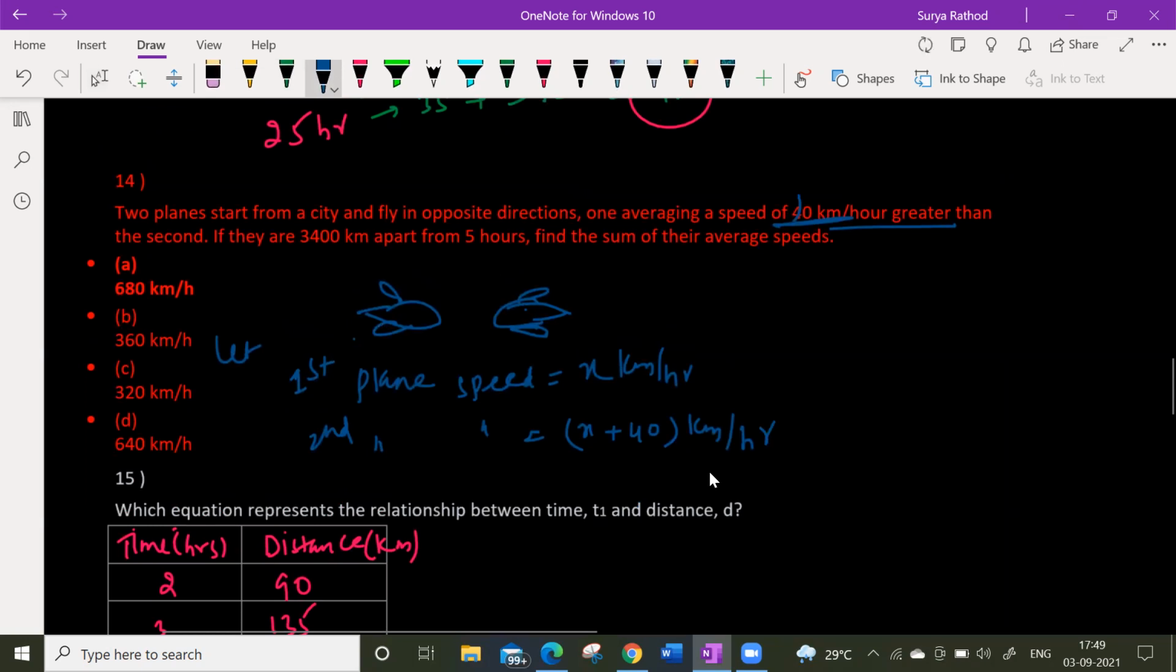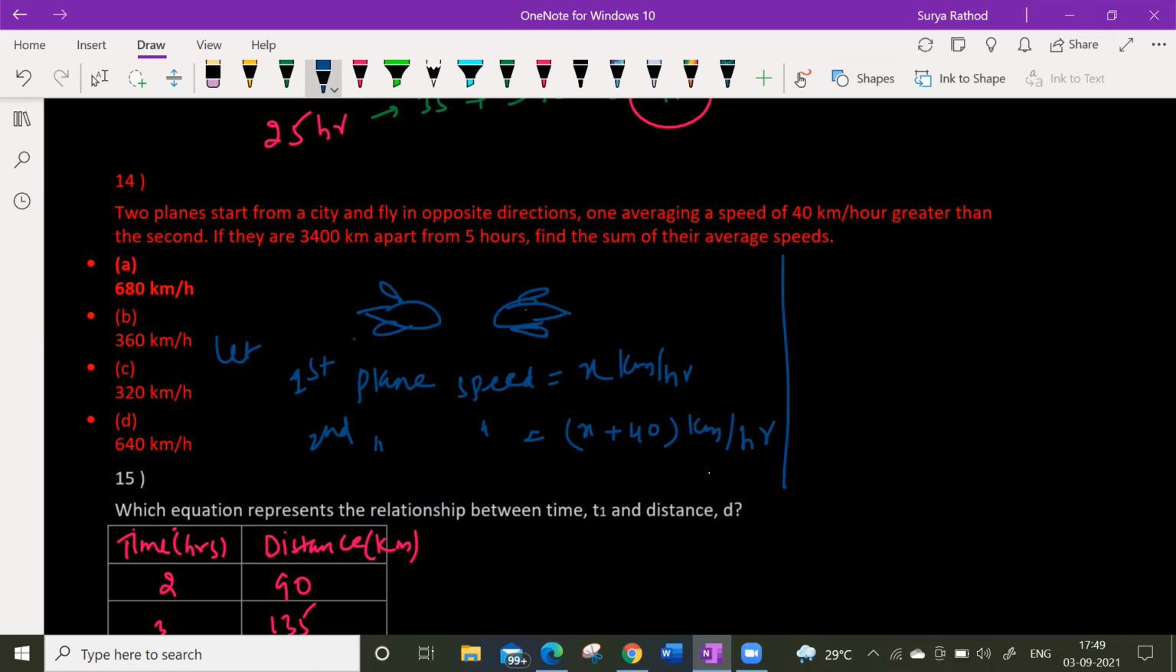Okay, so the distance is given. Look at this. They are how much from each other? 3,400 kilometers far from each other. Okay, so this is what is given.